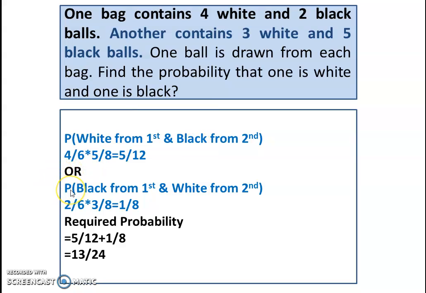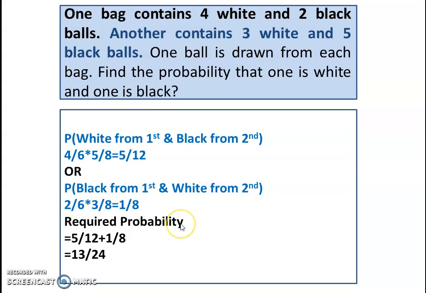Or we have another case, we can draw black from first and white from second. So getting black from first bag will be, we have 2 black balls out of 6. So it would be 2 upon 6 and getting white from second bag will be 3 upon 8. We have 3 white ball and in total we have 8 balls. So it would be 3 upon 8. After solving this, it is equal to 1 upon 8.